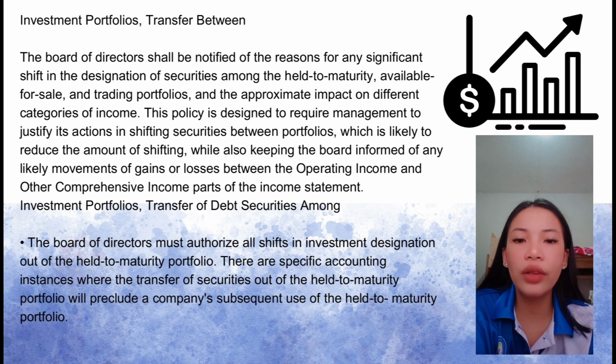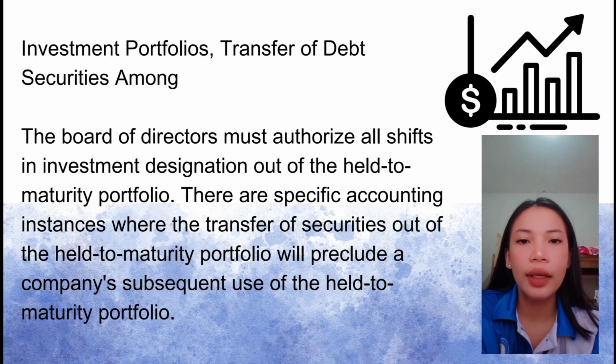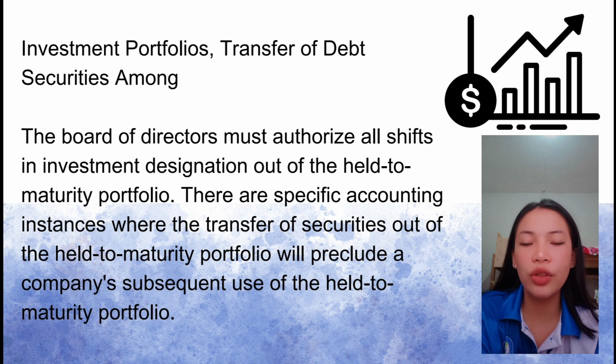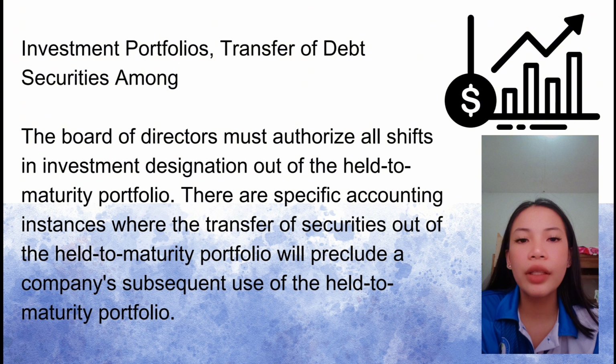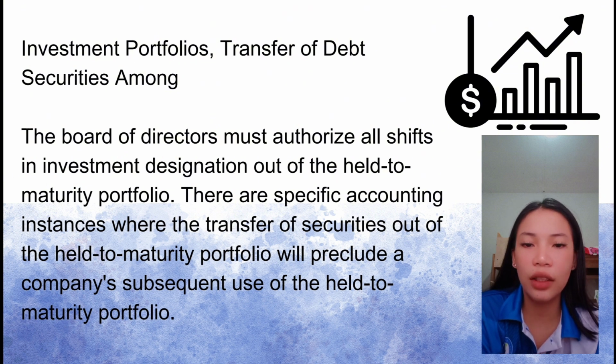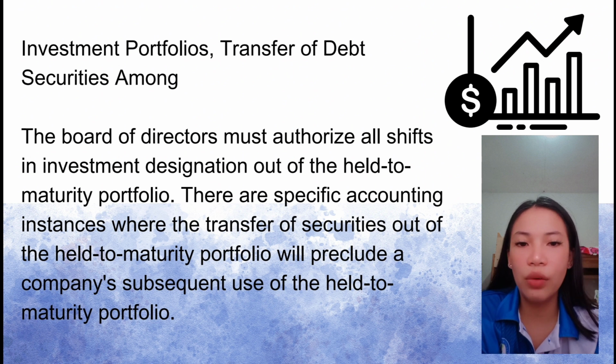The importance in accountability and transparency is ini-ensure na yung decisions about the company's investment are well justified and that the board is informed of any financial impacts. Investment portfolios transfer of debt securities among. Authorizing shifts in investment designation out of the held-to-maturity portfolio ensures responsible and informed decision-making. This requirement is makakatulong sa pag-maintain ng integrity of the investment strategy and protects the interests of stakeholders.